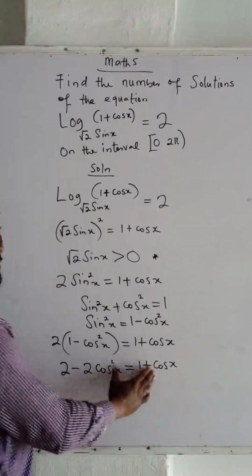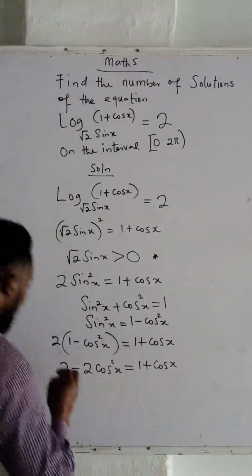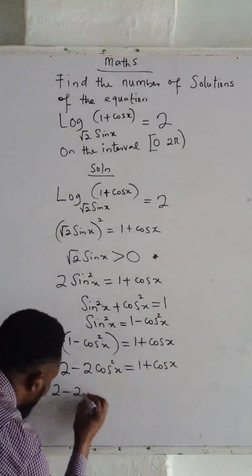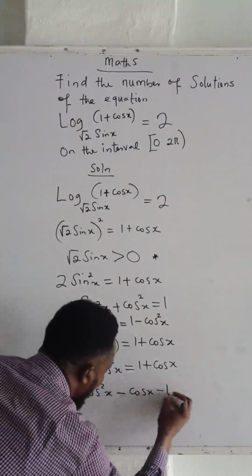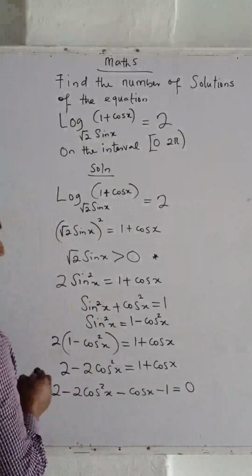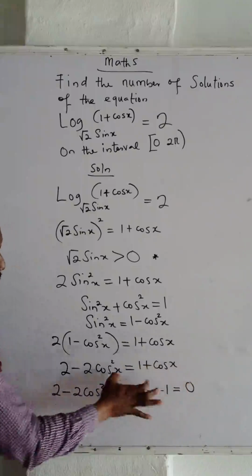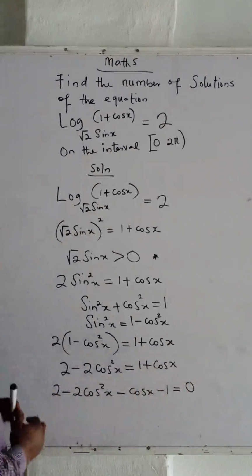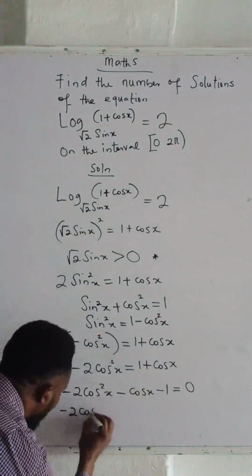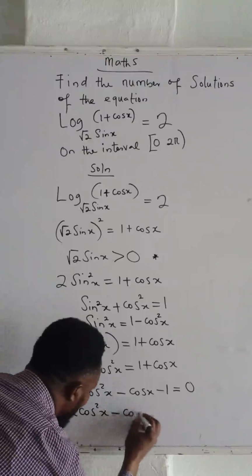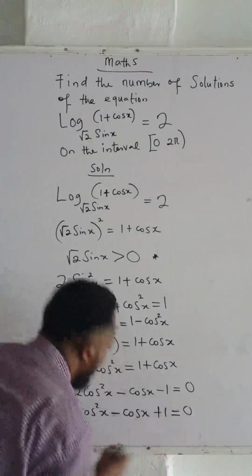We need to rearrange it in standard form. So what I will do is take these two terms to the left. This becomes 2 minus 2 cosine squared x minus cosine of x minus 1 equal to 0. So the 1 crosses to become negative 1, and cosine x crosses the equality sign to become negative cosine x. If I collect like terms, we have negative 2 cosine squared x minus cosine x, and 2 minus 1 is plus 1, equal to 0.